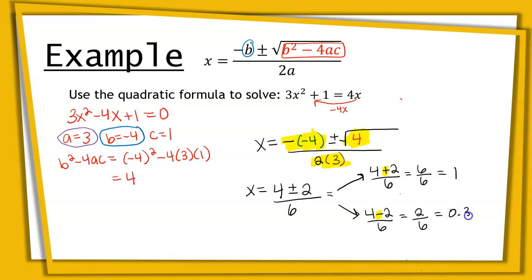I don't really care. In the next problem, we'll look at some decimals, so we can round to 2 decimal places and give 0.33. So my answers are x equals 1 and 0.33, or if you did want to write it as a fraction, 1/3.